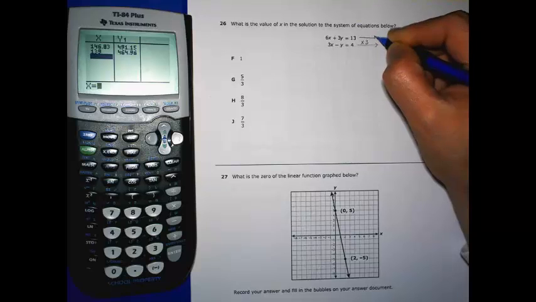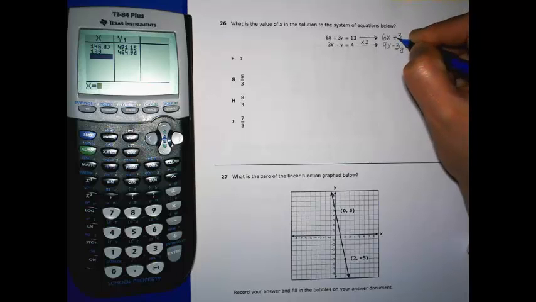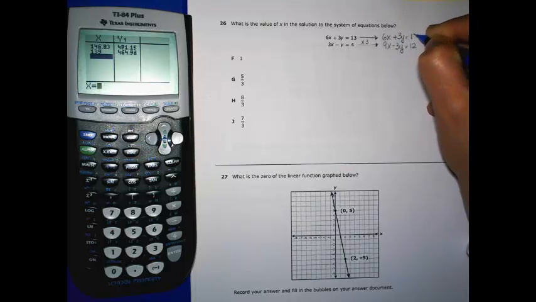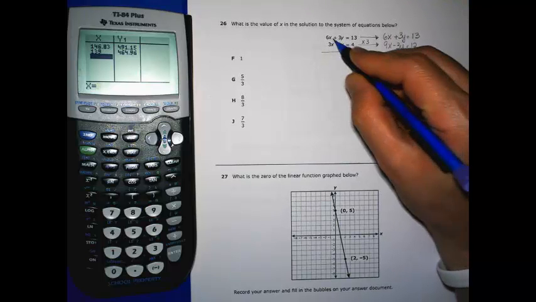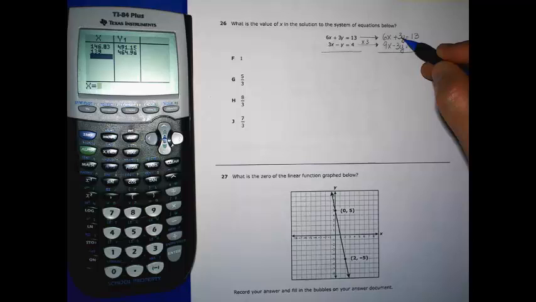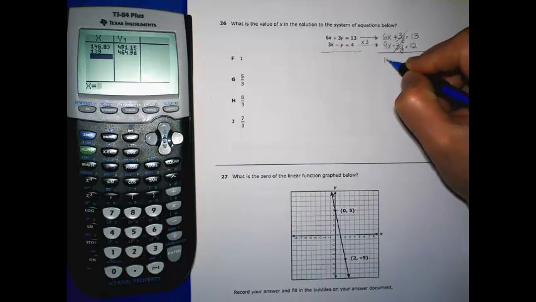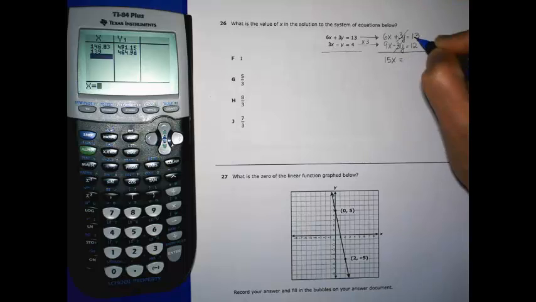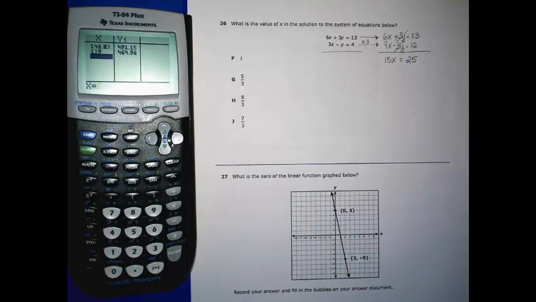The top equation, I'm just going to leave it as it is right now. Okay? So this would be 6x plus 3y equals 13. So if you notice, before there's nothing that cancels, but now 3y minus 3y cancels. So basically I cancel them out. 6 plus 9 will be 15x, and 13 plus 12 is 25.